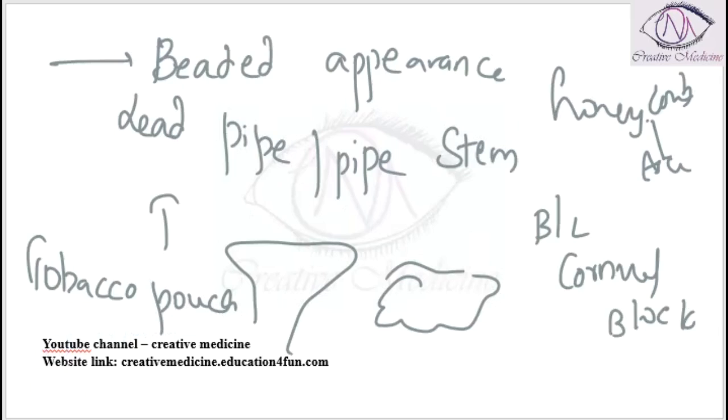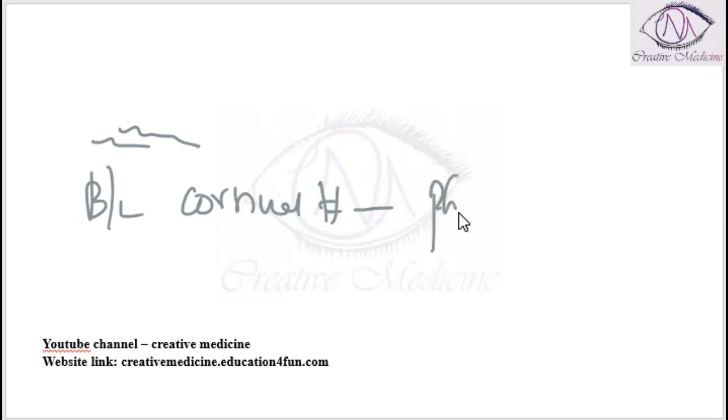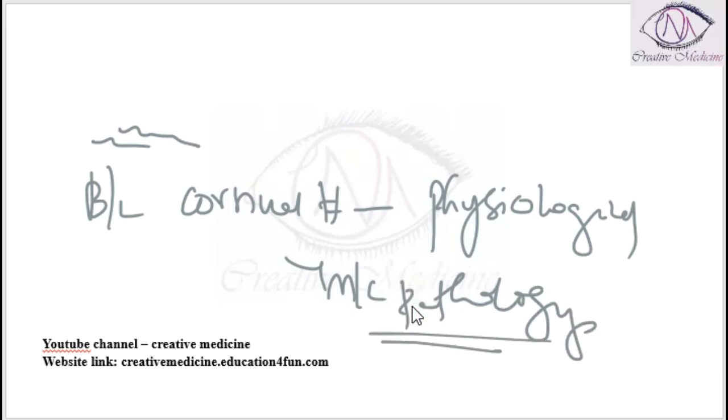So these are the different sites, and there is also a moth-eaten appearance of the fallopian tube seen in tuberculosis. Bilateral cornual block can be a physiological spasm of the tube. The most common pathological cause of bilateral cornual block on hysterosalpingography is genital tuberculosis, and the most common cause of bilateral cornual block on hysterosalpingography is physiological spasm.